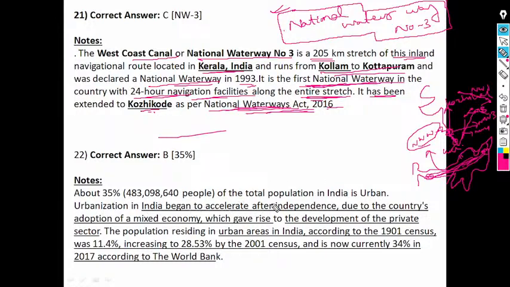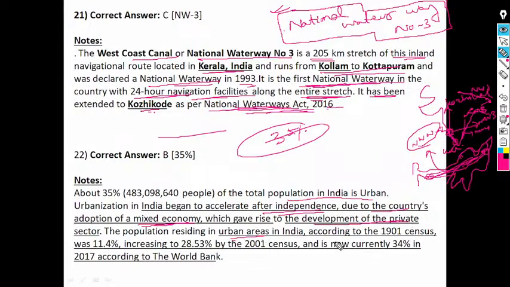Next, see, about 35 percent of the total population of India is urban. In India, 35% of people live in urban areas. Urbanisation in India began to accelerate after independence due to the country's adoption of the mixed economy, which gave rise to the development of the private sector.